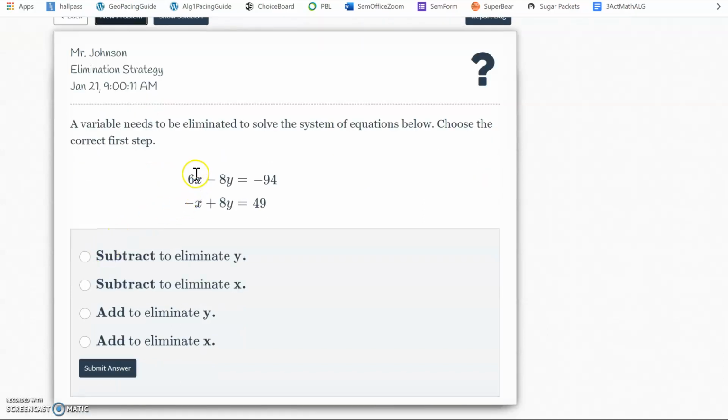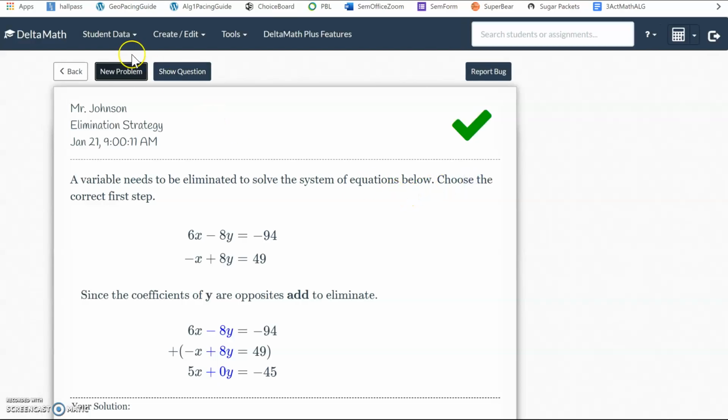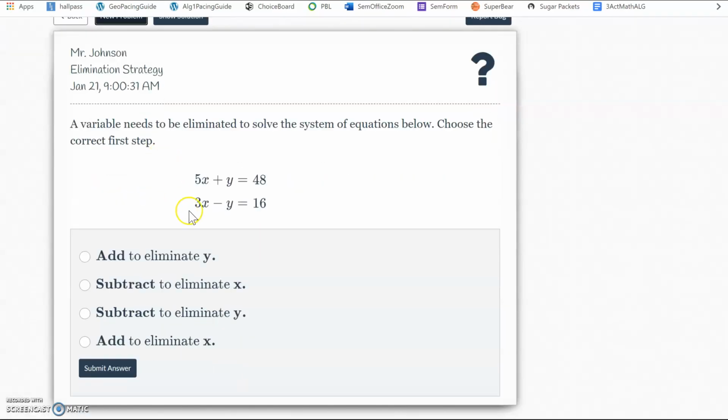If I was to add, the x's would not eliminate, but the y's would, because these are opposite signs. So I'm just adding to eliminate the y's. Let's try another one. If I add, the x's don't eliminate. If I add, the y's do. So I'm adding to eliminate the y's.